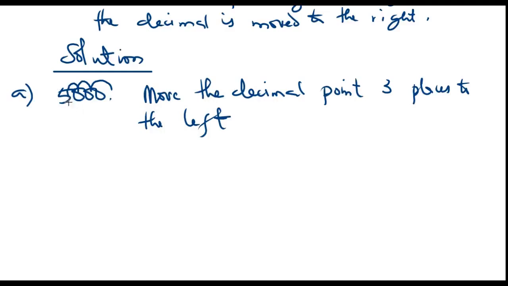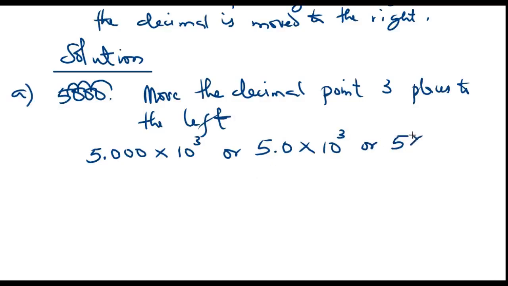So now you place the decimal in front of 5. So that will be 5.000 multiplied by 10 to the power of, how many times did you count backwards? 3 times. So that's 5.00 multiplied by 10 to the power of 3. Or you can simply say 5.0 multiplied by 10 to the power of 3. Or you can also say 5 multiplied by 10 to the power of 3.